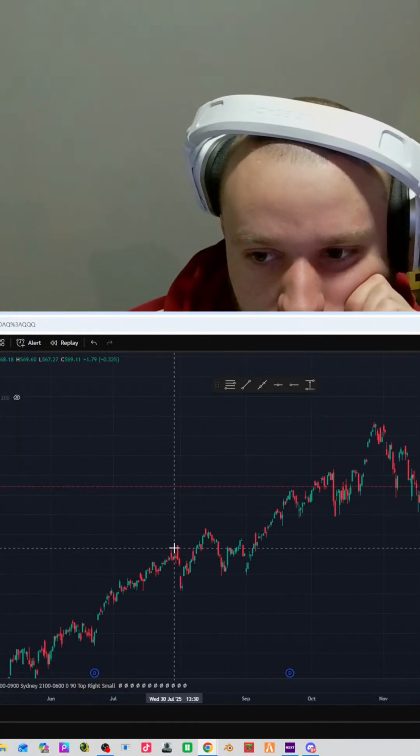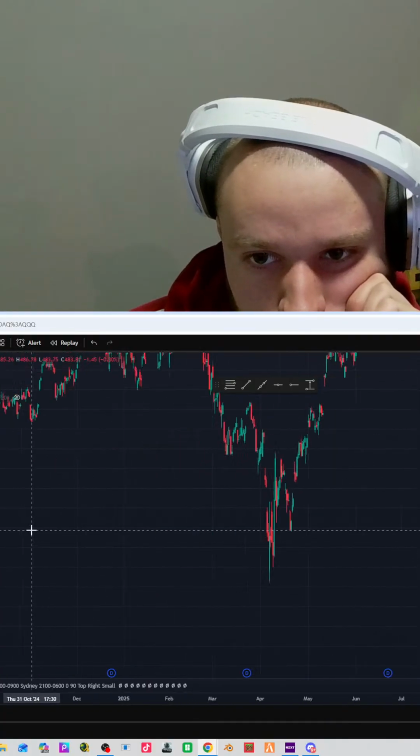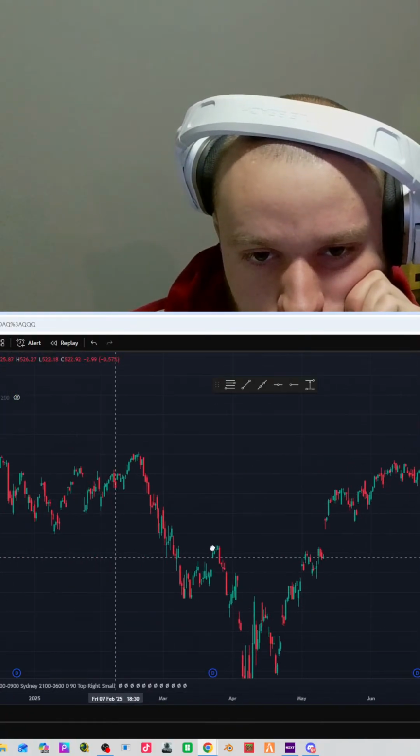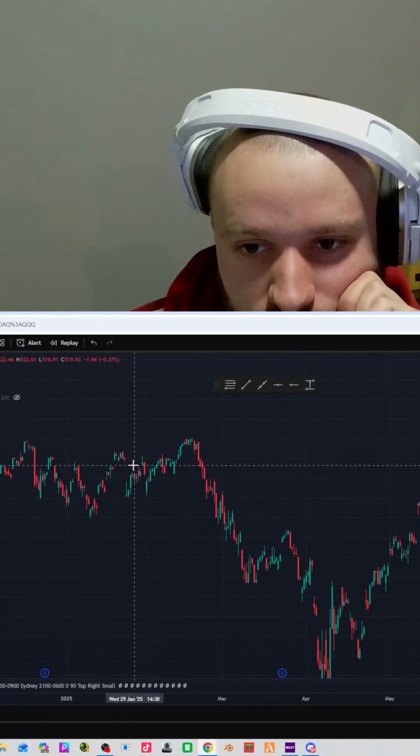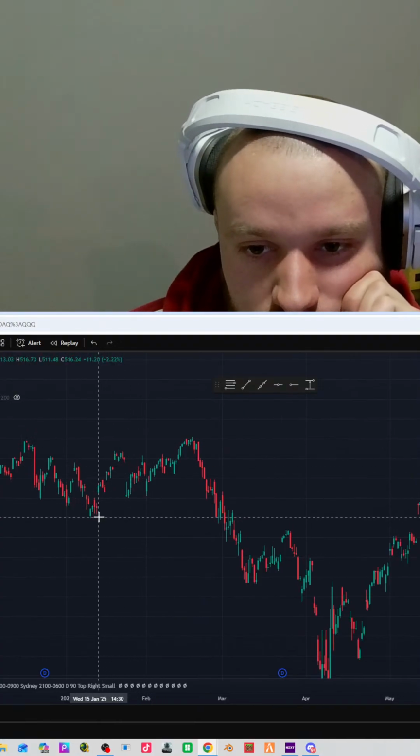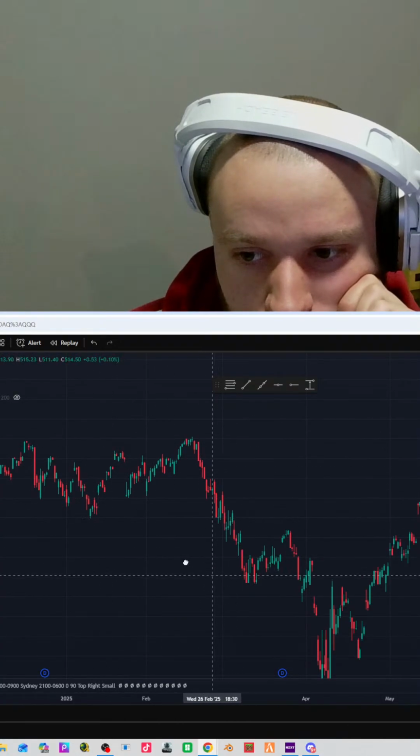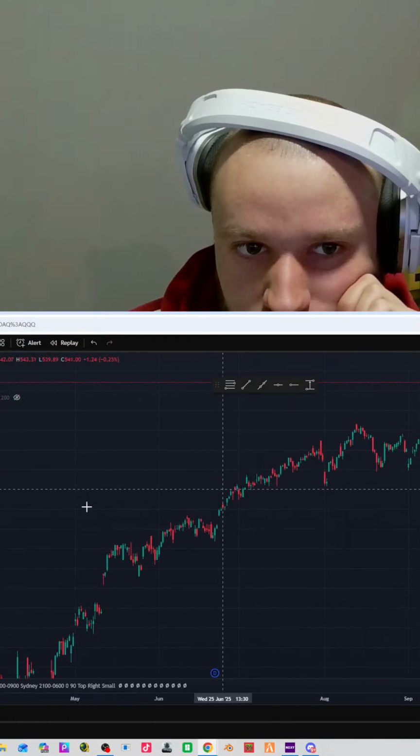Where are these sweeps at? Damn, there's some fat gaps on this. This is crazy. I don't know if it's volatility that's making these gaps like this.